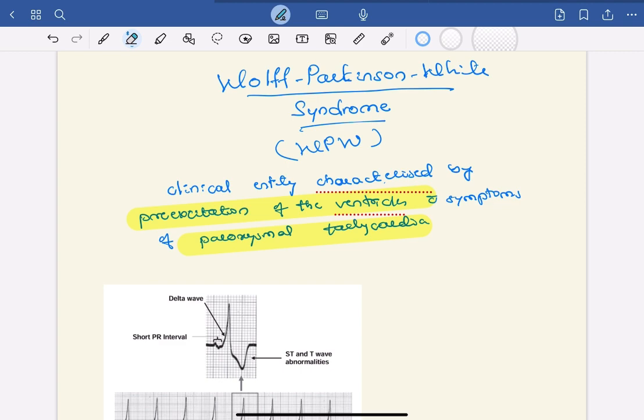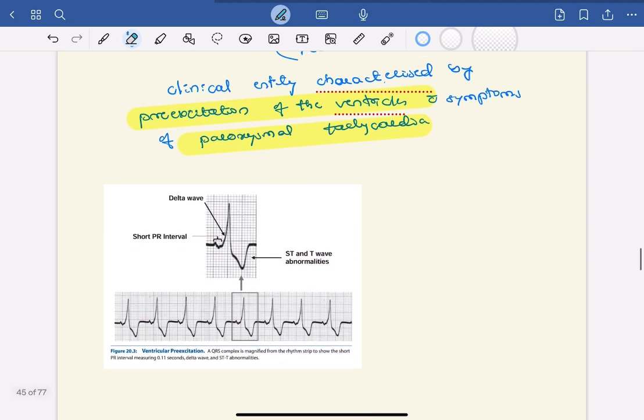WPW syndrome is a clinical entity characterized by pre-excitation of the ventricles with symptoms of paroxysmal tachycardia. There has to be symptoms of paroxysmal tachycardia. If there are no symptoms of paroxysmal tachycardia, it is just WPW pattern. So what are the ECG features of WPW syndrome?